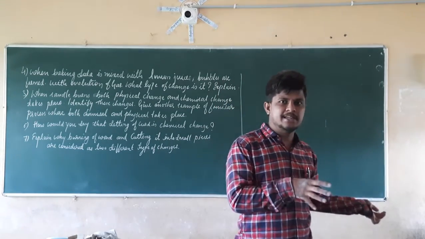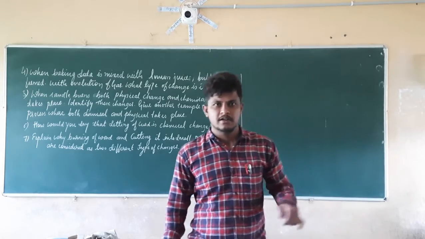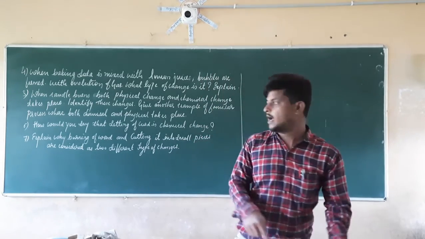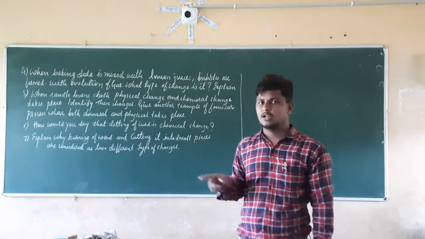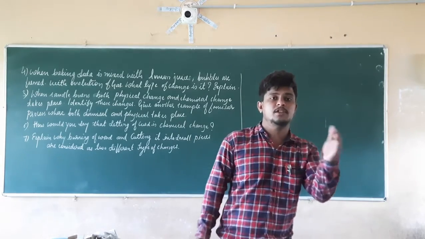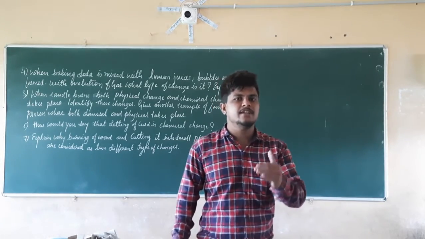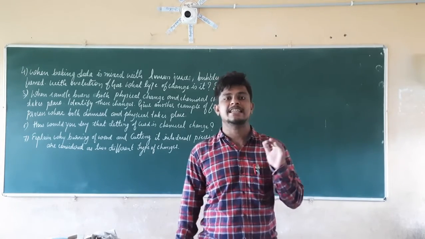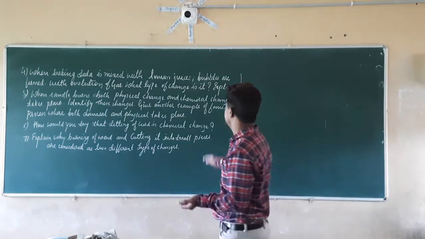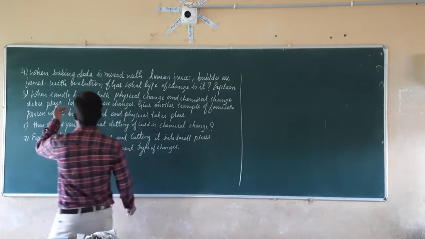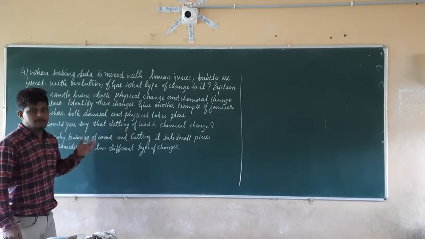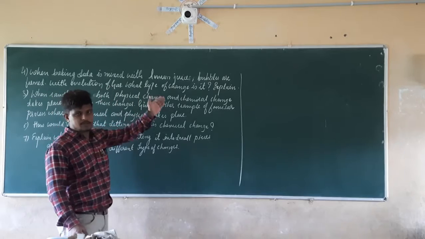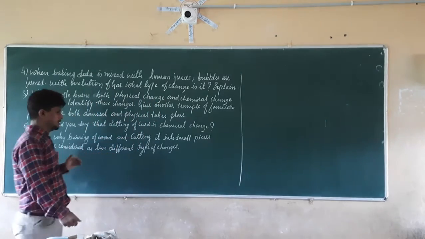Is carbon dioxide already there in that solution? No, it is not there. But when we mix baking soda with lemon juice, there is the formation of a new product. When a new product is formed, the change is known as a chemical change. For that reason, mixing baking soda with lemon juice is a chemical change.